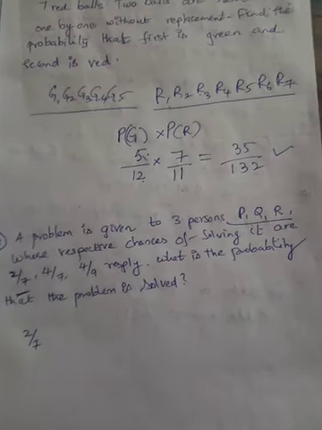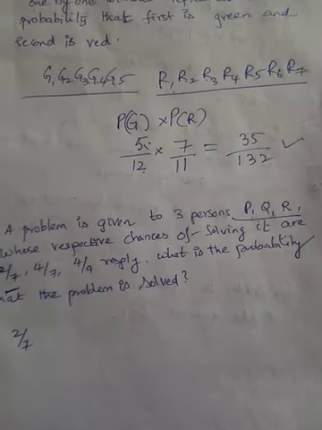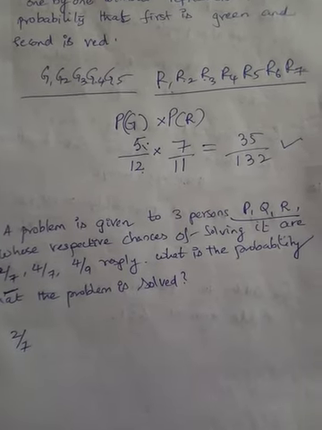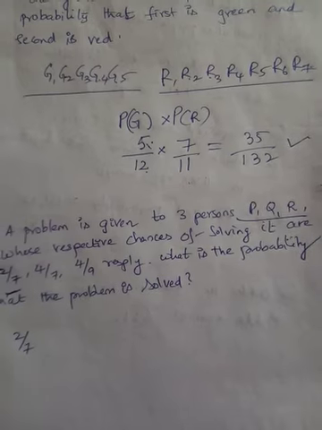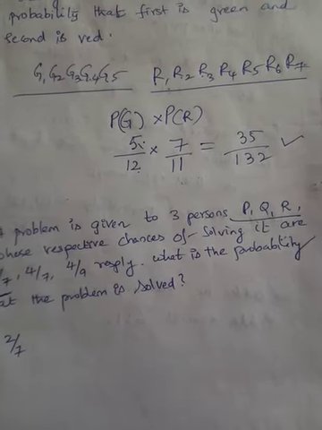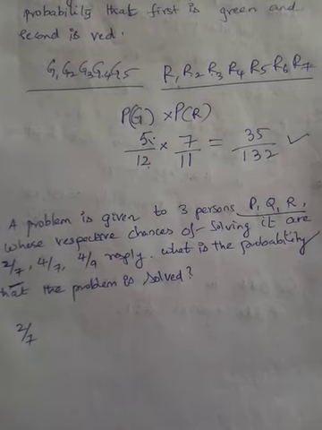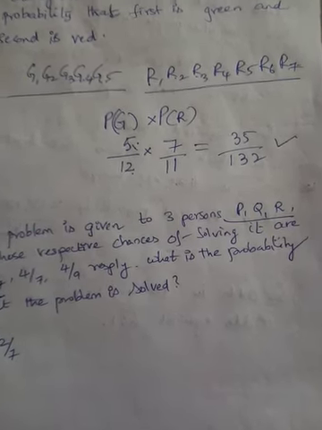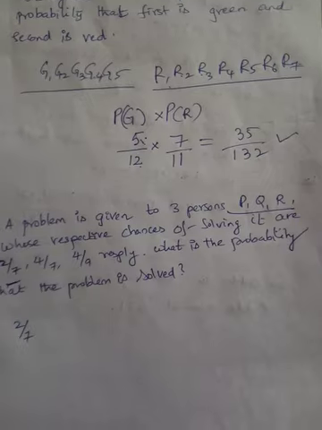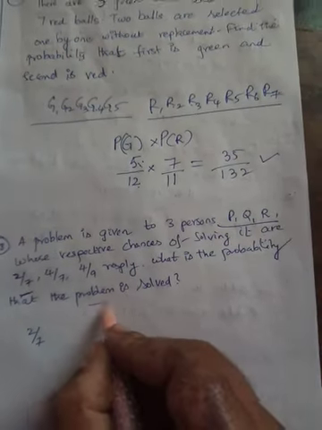A problem is given to 3 persons, P, Q and R, whose respective chances of solving it are 2 by 7, 4 by 7 and 4 by 9 respectively. The question says, what is the probability that the problem is solved? So we need the probability that the problem gets solved.